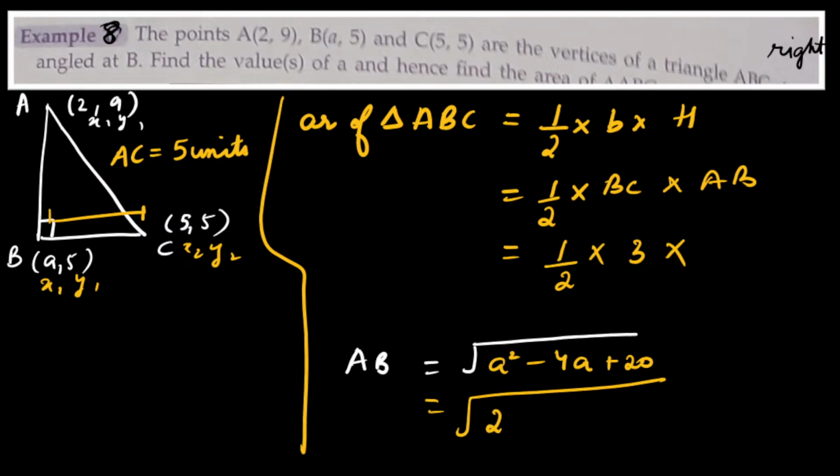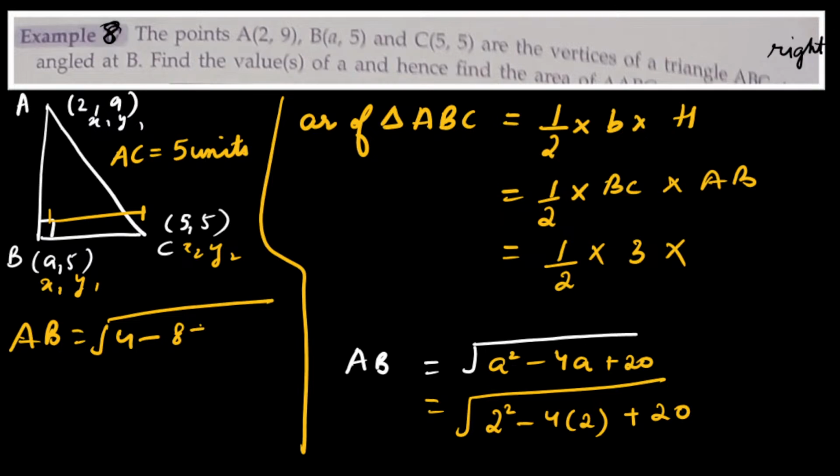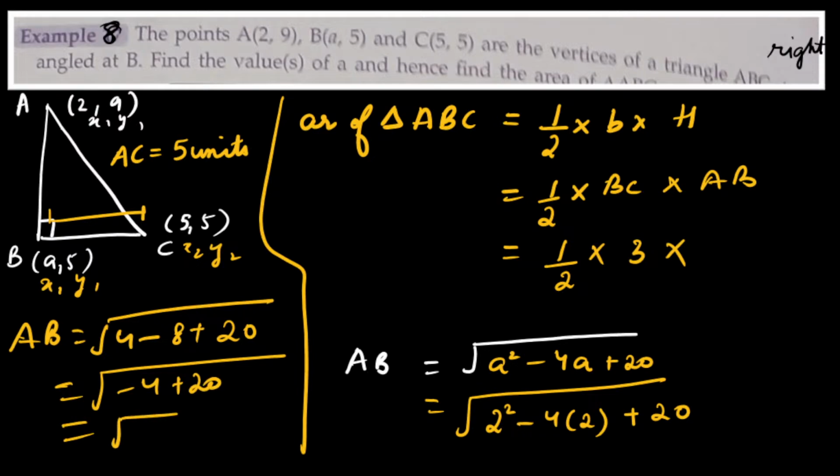Now, A's value 2 we have accepted. So, we can just substitute 2 square minus 4 into 2 plus 20. So, 2 square is 4. If I simplify, AB is equal to square root of 4 minus 8 plus 20. 4 minus 8 is minus 4, plus 20 is 16. So AB's value is plus minus 4, but only positive value because we are talking about length. AB's value we found as 4.